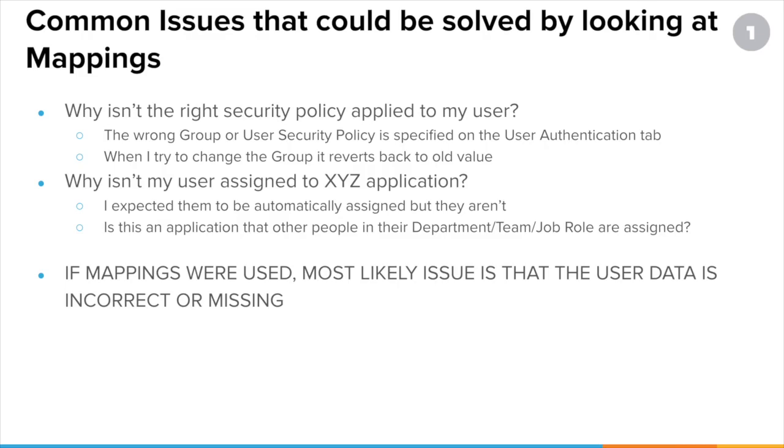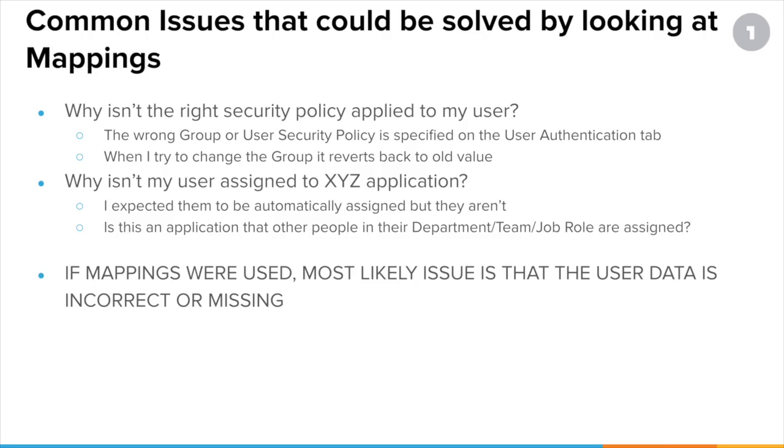Also, another possibility or problem you might run into is why isn't my user assigned to a particular application? Again, if I expect them to be assigned to that application automatically, maybe I should go look at that mapping. What criteria is it looking at? Does that user have attributes that match that criteria? Sometimes, if we are depending upon human beings to enter in that information about the users, people misspell things, right? Or they forget to enter in values in particular fields.